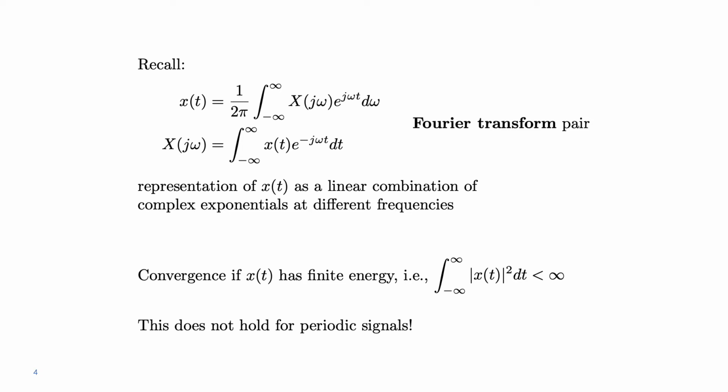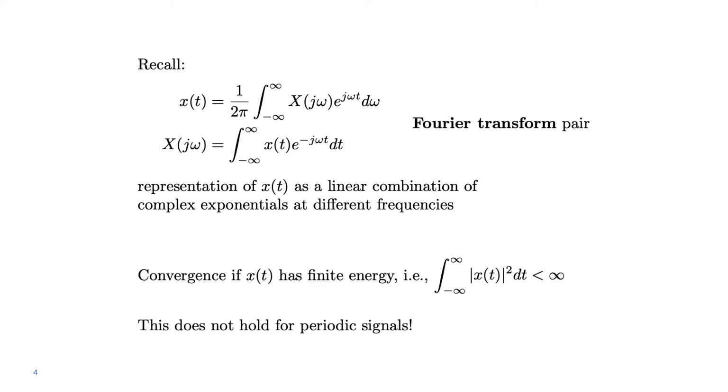So let's recall the Fourier transform pair. x(t), a signal in the time domain, can be expressed as a linear combination of complex exponentials through the relationship x(t) equals 1 over 2 pi, the integral of X(j omega), which is the Fourier transform, e^(j omega t) d omega.